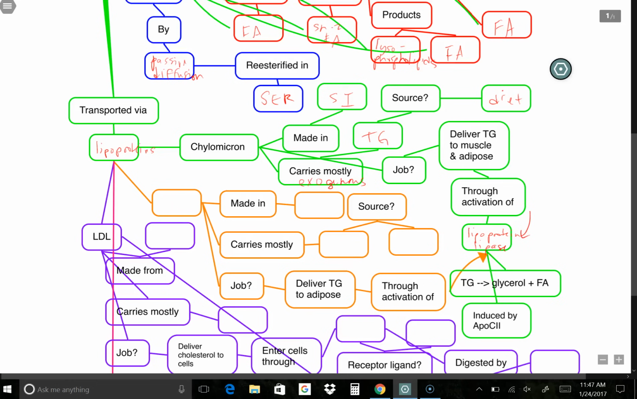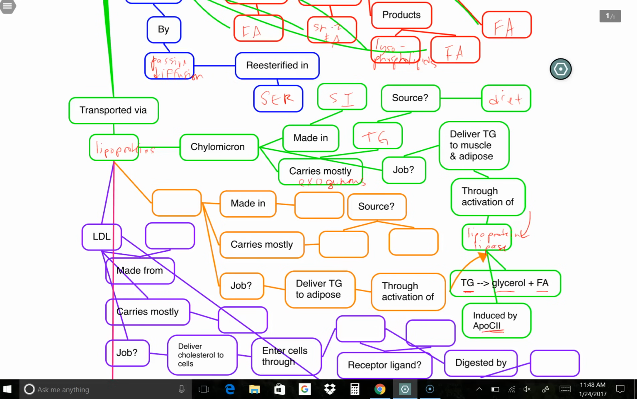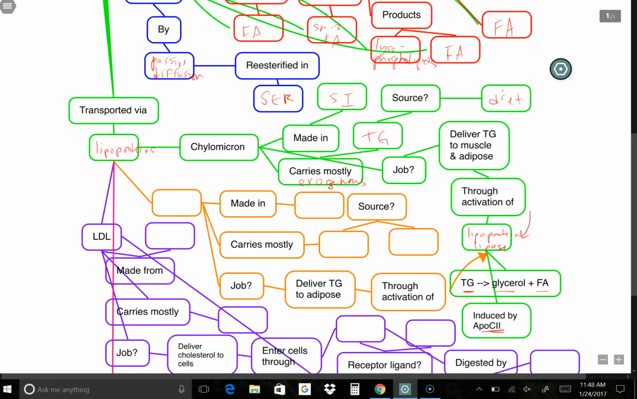So what lipoprotein lipase does is it'll break down triglyceride that's in the chylomicron into glycerol and free fatty acids, and there's a special apoprotein that's located on chylomicrons. It's called ApoC2, and it's going to activate lipoprotein lipase. So it senses that this triglyceride-containing molecule is close, turns it on, breaks down the triglycerides, and gets that triglyceride out of the chylomicrons and into storage.